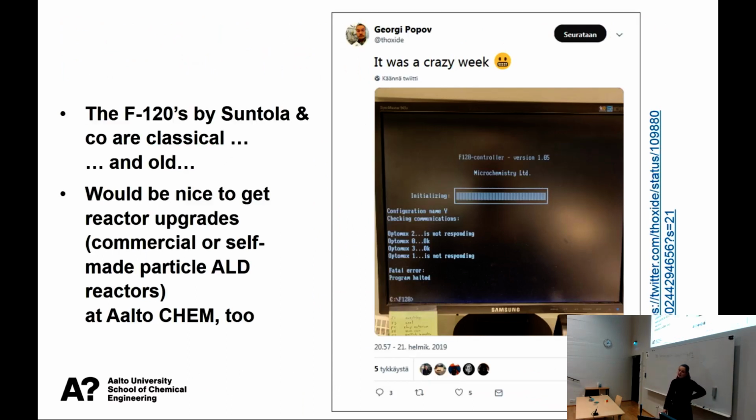And yeah, the F120 reactors have been developed by Suntola and co-workers already in the end of the 80s, and we have those at Aalto University, and this is from last week from the University of Helsinki. It was a crazy week. The F120 controller gives fatal errors, and yeah, we are really relying on these reactors in Finland a lot. And I think that it would be nice to get some newer reactors, maybe make them ourselves or buy. Let's see where we are a year from now when I give this lecture again.